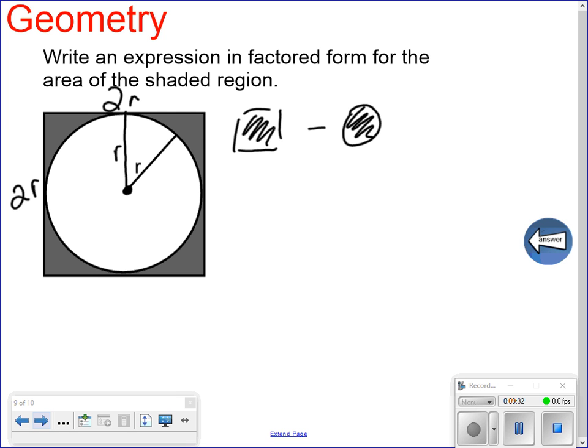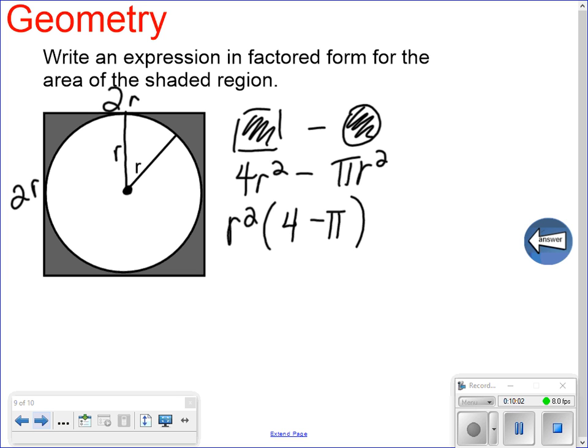So if I do 2r times 2r, or 2r squared, that would give me 4r squared for the area of my square. Now, we know the area of a circle is pi r squared. So pi times radius squared. This would be my polynomial, but it does want it in factored form, so I have to look at what we can factor out of both terms. And both terms contain an r squared, so we can factor out an r squared from both. So when I factor out r squared, the first term I'm left with 4, and the second term we're left with pi. So the factored form would be r squared times 4 minus pi.